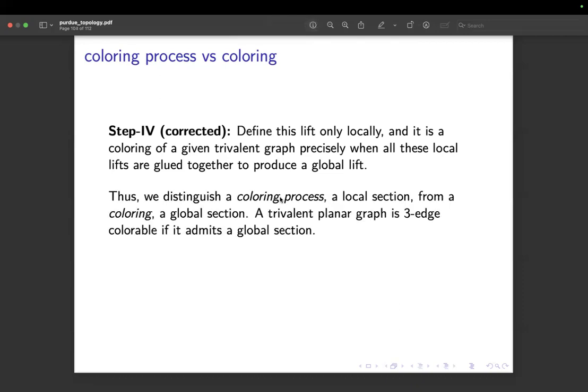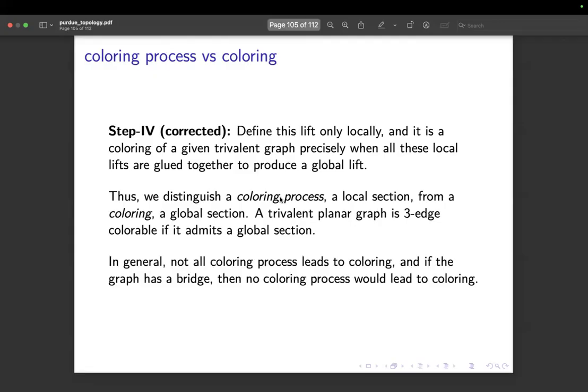So thus we distinguish a coloring process, which is just the name I gave for a local section, from a coloring, which is a global section. So a trivalent planar graph is 3H colorable if it admits a global section. In general, not all coloring processes lead to a coloring. And if the graph has a bridge, then no coloring process would lead to a coloring. Okay. So, is that the only one? And that's basically a statement of the four-color theorem.